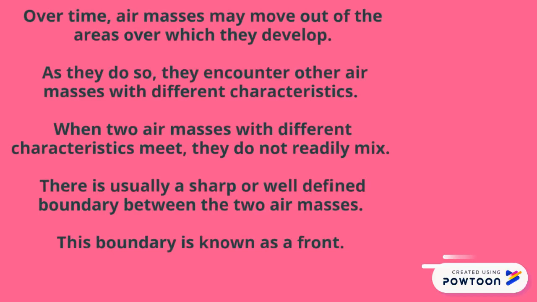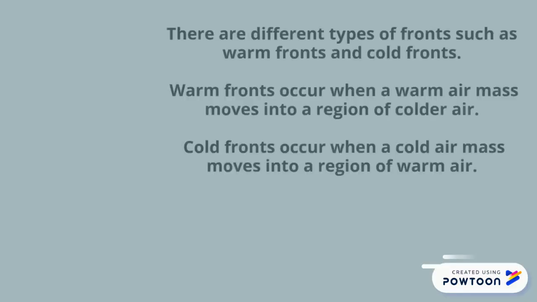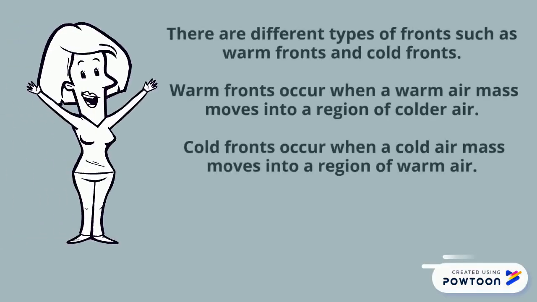As time passes by, air moves from one area to another. When two air masses with different characteristics and temperature meet, they don't mix very well, and the boundary between both air masses is known as a front. Two different types of fronts are warm fronts and cold fronts. We are dealing with cold fronts, which is when cold air moves into a region of warm air.